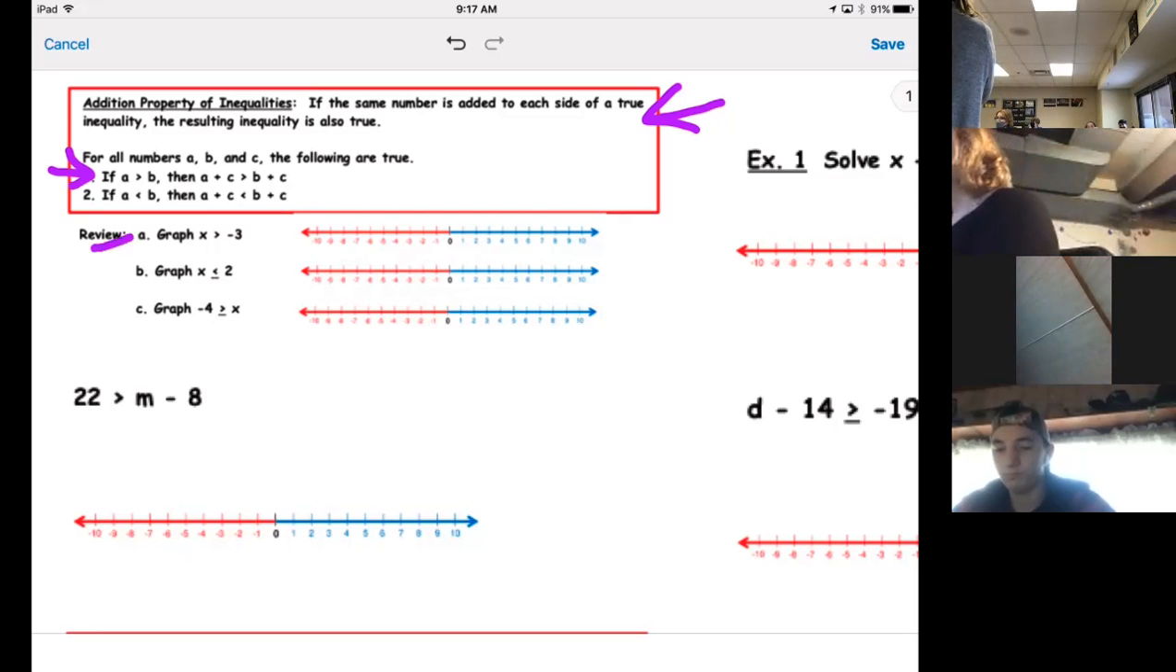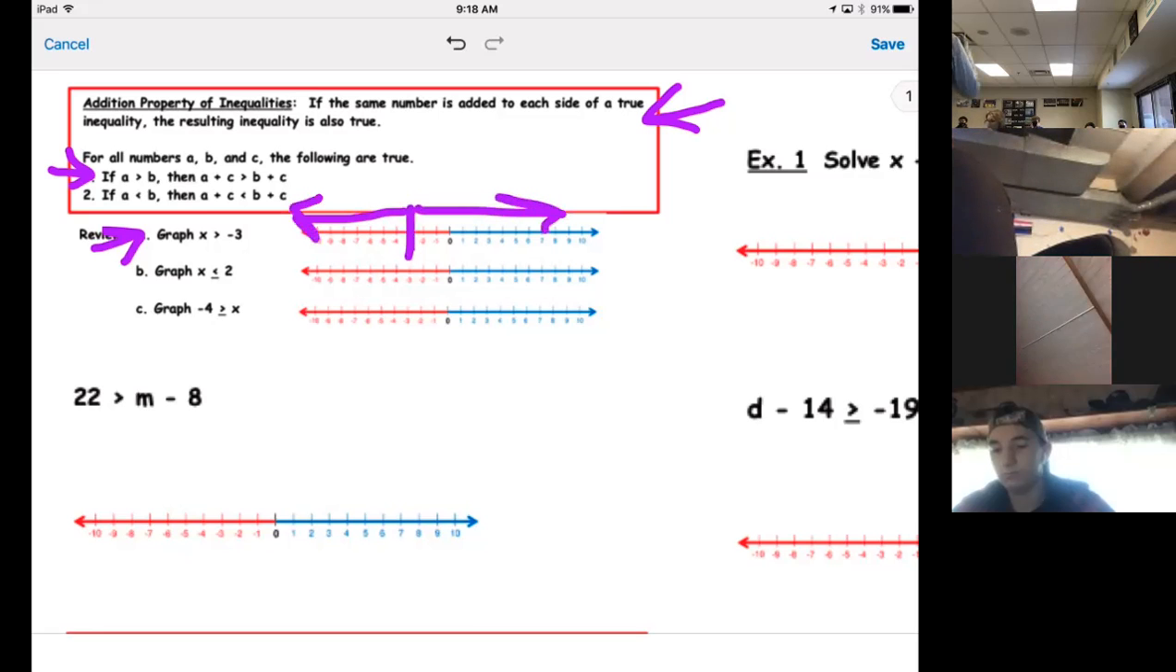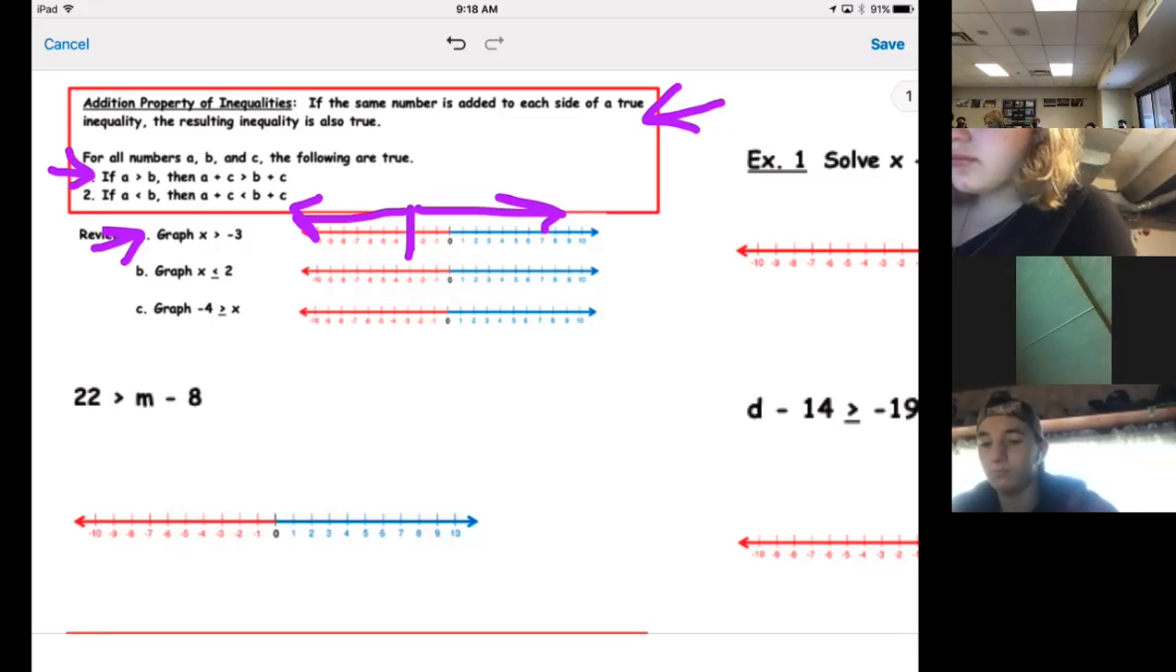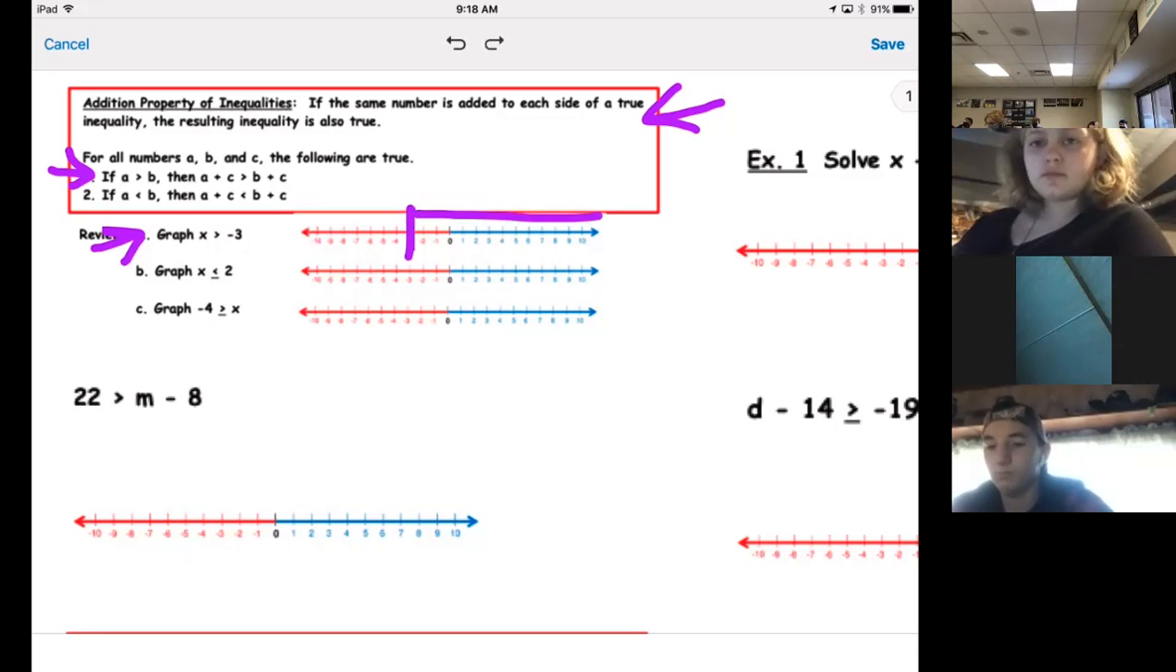I'm on this one right here, letter A. -3. So if I go to -3 right here, I have all the numbers to the left, I have all the numbers to the right. Which one of those numbers actually fits that, makes that true? The numbers on the left or the numbers on the right? The right. So I'm going to take those guys off.